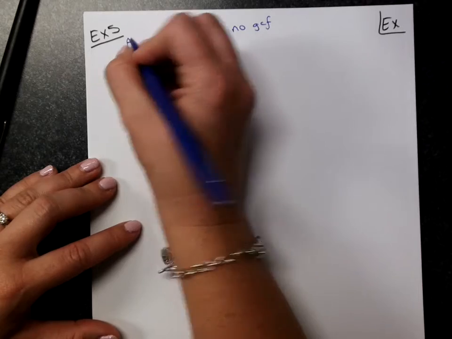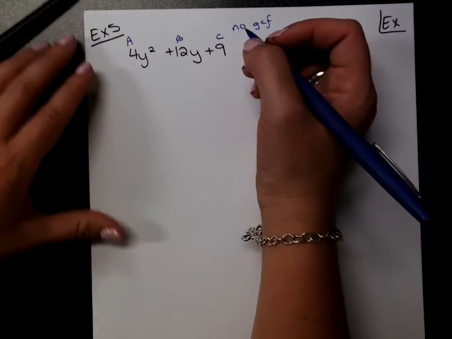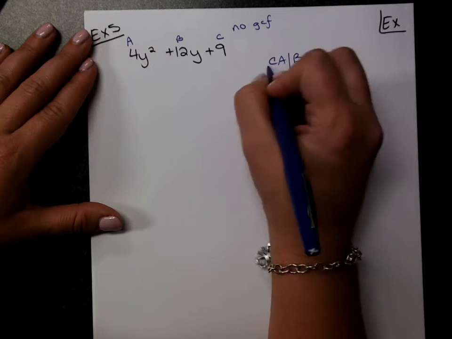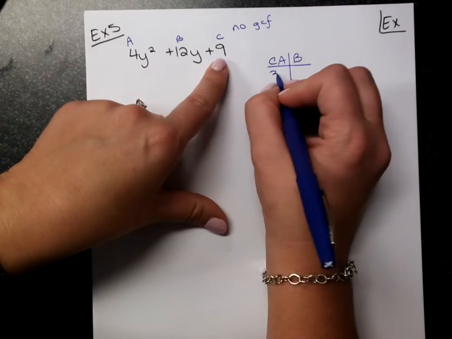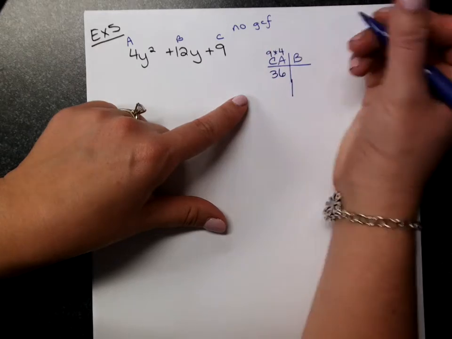So this time A is 4, B is 12, and C is 9. So I'm going to make my table. You can call it the CAB table if that helps. CAAC, doesn't matter. 4 times 9 is 36.